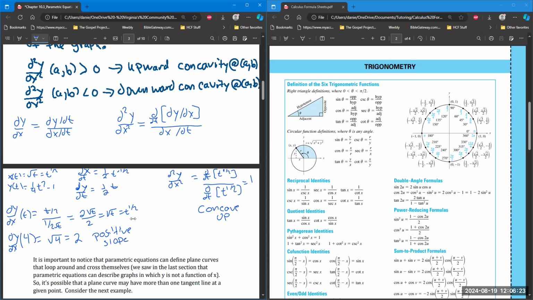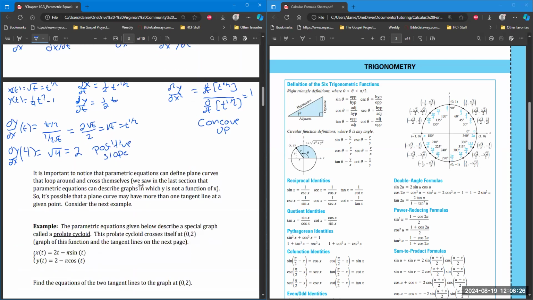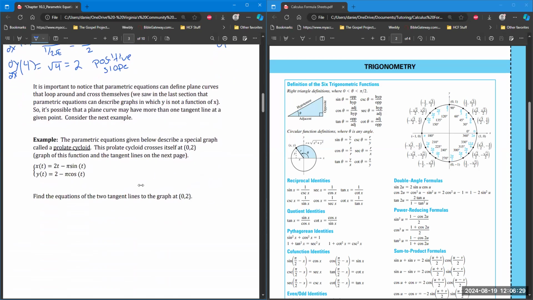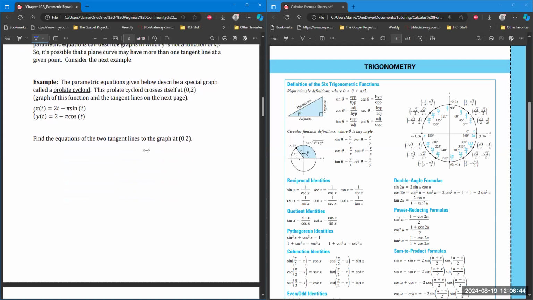Right? It's important to notice that parametric equations can define plane curves that loop around and cross themselves. We saw this in the last section, that parametric equations can describe graphs in which y is not a function of x. So it's possible that a plane curve may have more than one tangent line at a given point. Consider the next example. The parametric equations given below describe a special graph called a prolate cycloid. This prolate cycloid crosses itself at 0, 2. The graph of this function and the tangent lines are on the next page. Take a look at that. This is an example straight from the textbook.